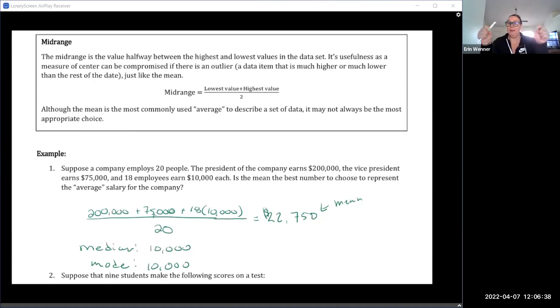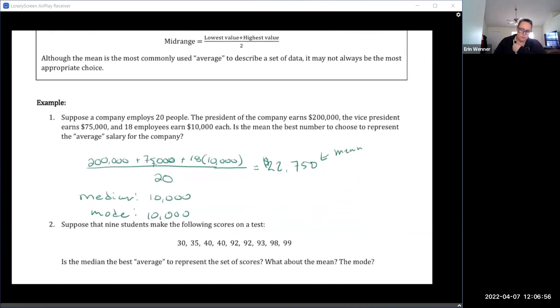And when we talk about outliers, the president's salary and the vice president's salary would be considered outliers because they're so far beyond what the set of data really is. And they're really skewing that mean up from what it really should be.